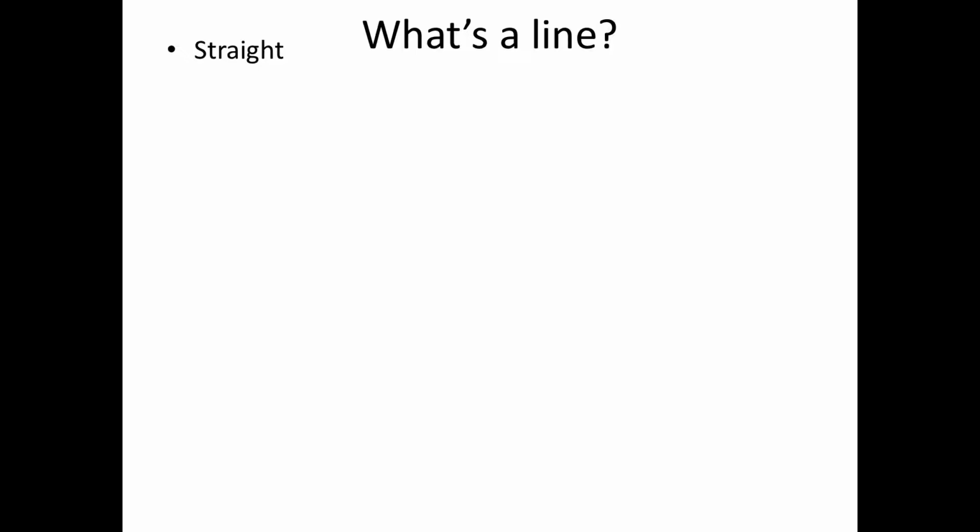Okay, so what is a line? A line is straight, right? In geometry, there's no such thing as a curved line. That's a curve. It's not a line. A line is made up of infinitely many points. It's just one point next to another, next to another, next to another, all in a straight line. That's what a line is. A line is one-dimensional.